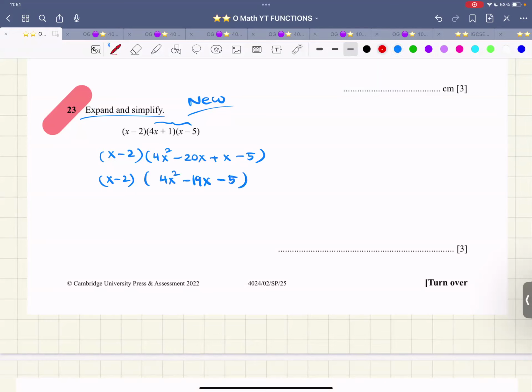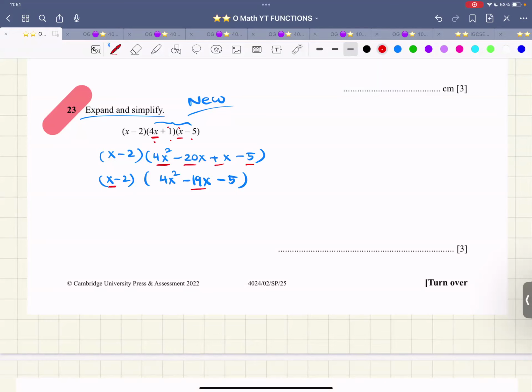No harm in double checking. 4x into x, 4x square. 4x into negative 5, negative 20x. 1 into x, that is positive x. 1 into negative 5, that is negative 5. Negative 20 plus x, negative 19x, negative 5, 4x square, all good.